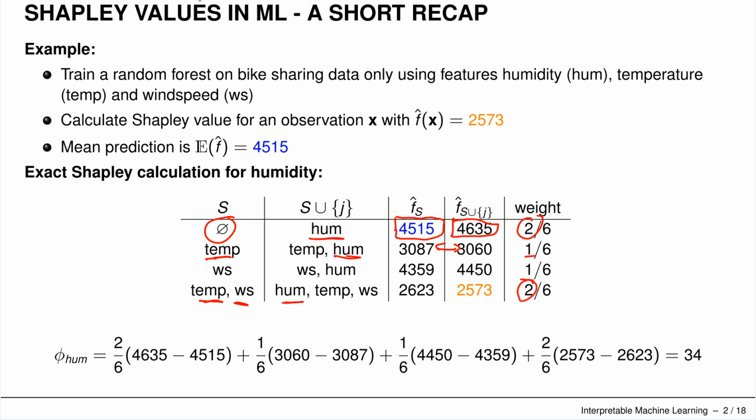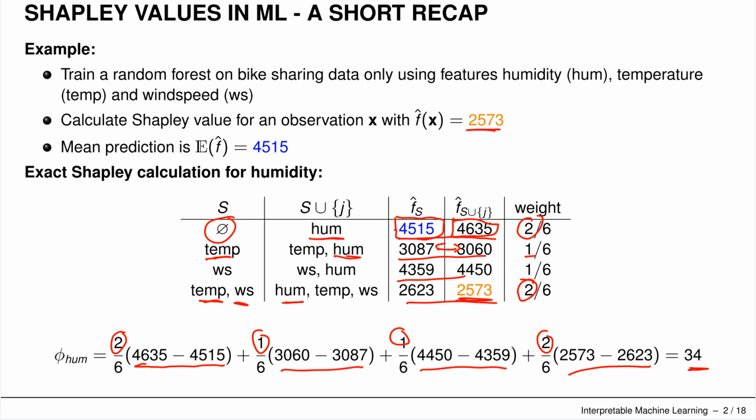And also note that if we have the coalition with all features, we end up with the original predicted value for that observation, because we take the actual observed values for all 3 features. And now to calculate the Shapley value, we will just take the marginal differences. So this we take from here, and this one we take from here, from here, this one from here, and we weight them by our weights, and that is our Shapley value. And in this case, it's 34.